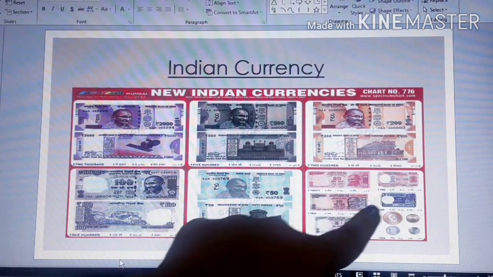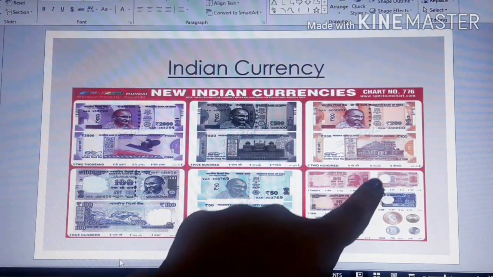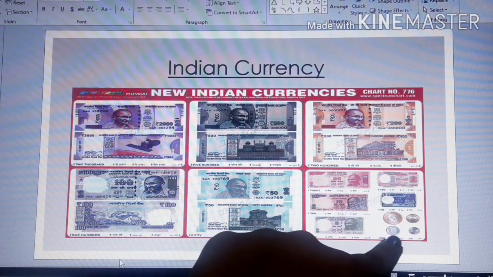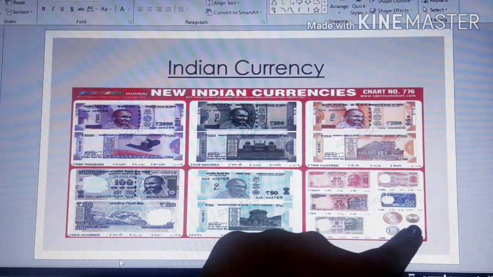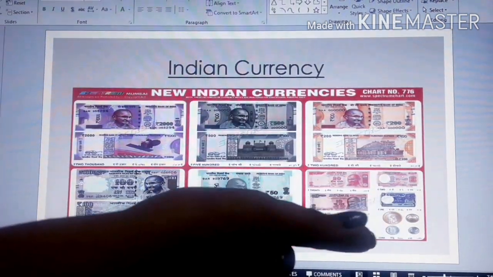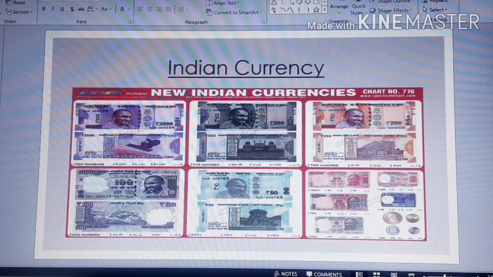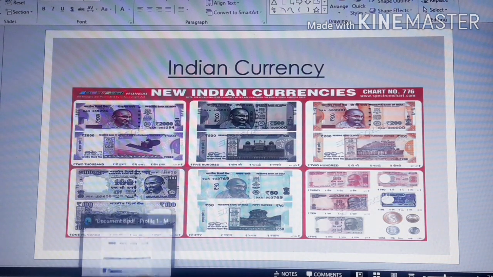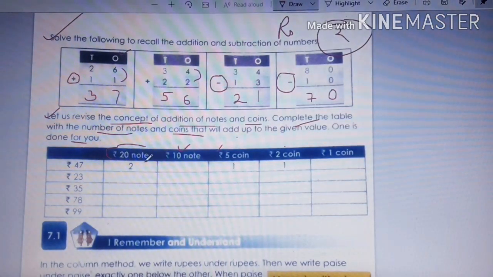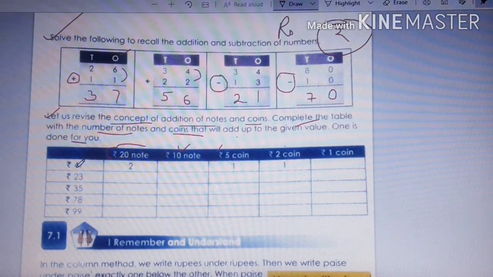Now here are all the new notes, children. Rupee 5, then 10, 20, 2 rupees note, 1 rupee note, and also here are coins. 10 rupees coin, 5 rupee coin. So these are coins. Coins are made of metal, children. Now, let's move to our today's topic. Here you can see 20 rupees. I showed you how a 20 rupees note looks, a 10 rupees note, a 5 rupees coin, a 2 rupees coin, and a 1 rupee coin. Now we are going to add up.